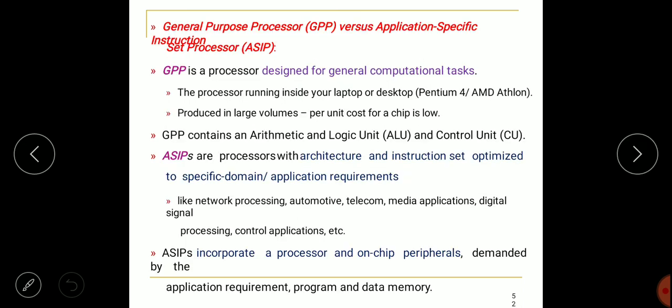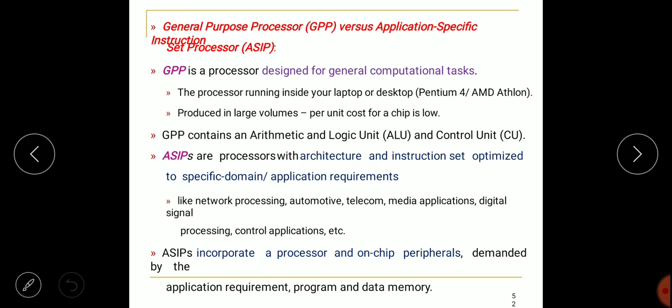Next type of system core is the general purpose processor, GPP, and the ASIP. GPP is the general purpose processor designed for general computation tasks. It is the processor running inside your laptop and desktop, for example Pentium 3, 4, i3, i4, i5, i7, whatever it may be. Produced in large volumes, the per unit cost of a chip is low. A general purpose processor contains an arithmetic and logic unit and a control unit.